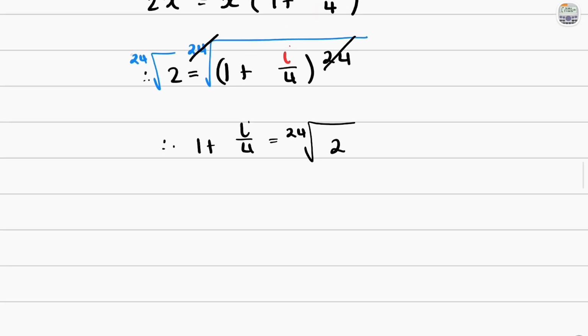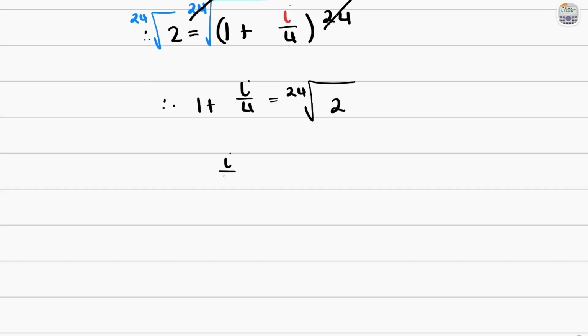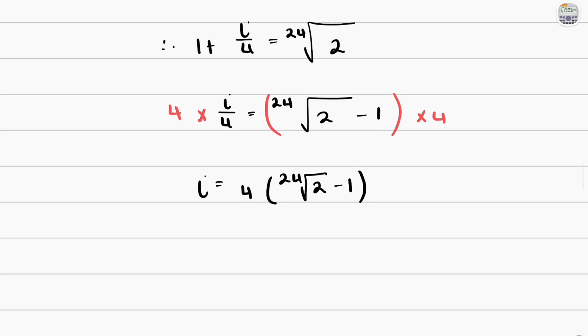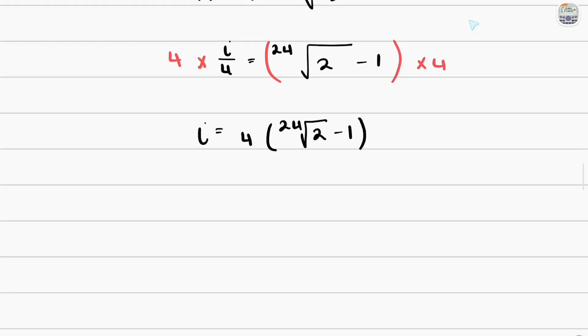You don't have to consider any negatives here, even if this is an even number, because we're working with interest. And then if we transpose the 1, it's i over 4 equals the 24th root of 2 minus 1. Now we can get rid of the 4 in the denominator by multiplying both sides of this equation by 4. So the interest is equal to 4 multiplied by the 24th root of 2 minus 1. And let's put this on our calculator.